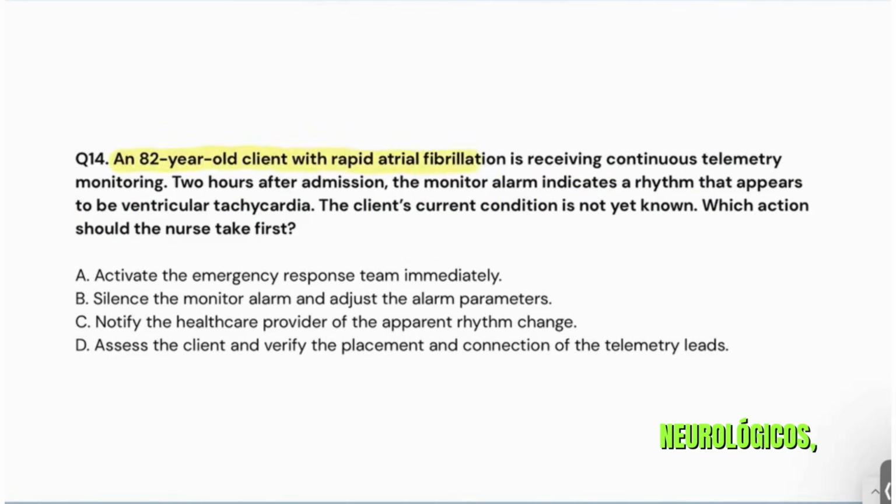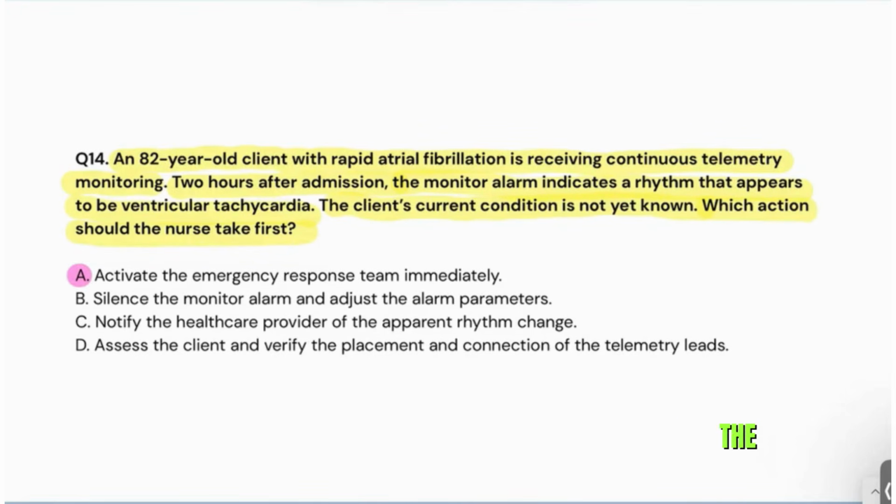An 82-year-old client with rapid atrial fibrillation is receiving continuous telemetry monitoring. Two hours after admission, the monitor alarms, indicating a rhythm that appears to be ventricular tachycardia. The client's current condition is not yet known. Which action should the nurse take first?